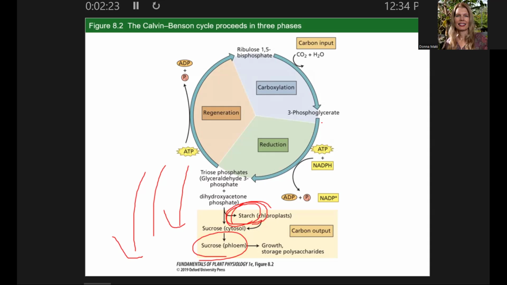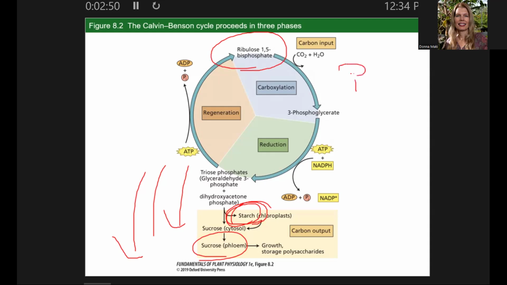One caution I have is that you please get straight which is the 5-carbon compound that reacts with CO2 and which is the enzyme. Please get that nailed down now. I've seen on the exam that students will mix those up. So RUBP is the 5-carbon sugar.